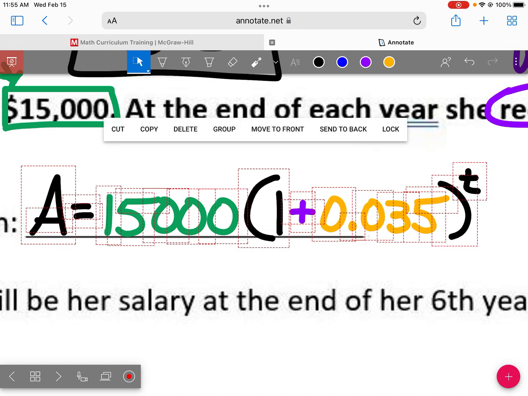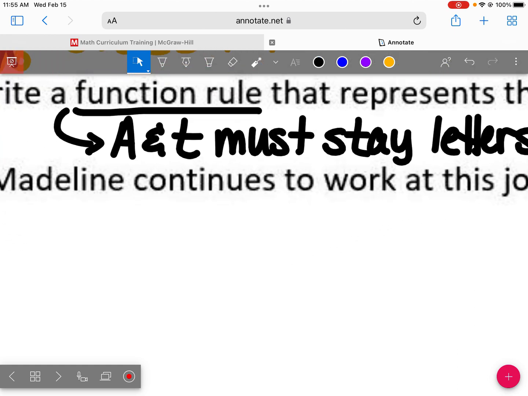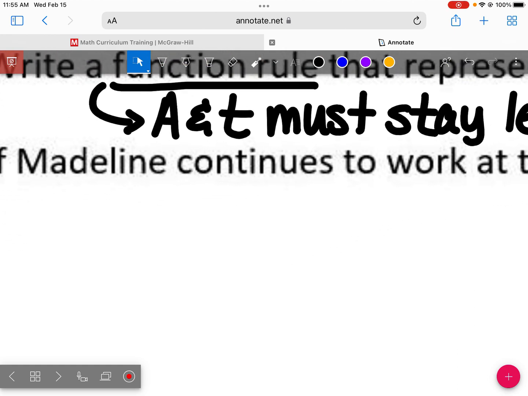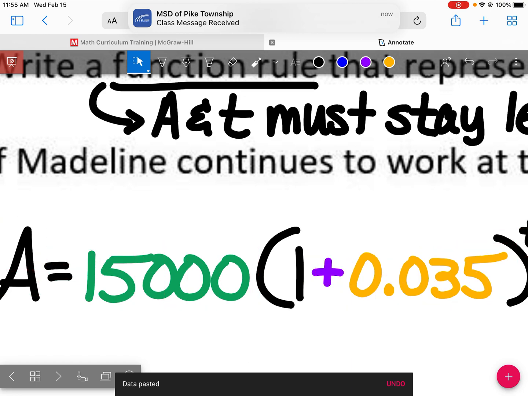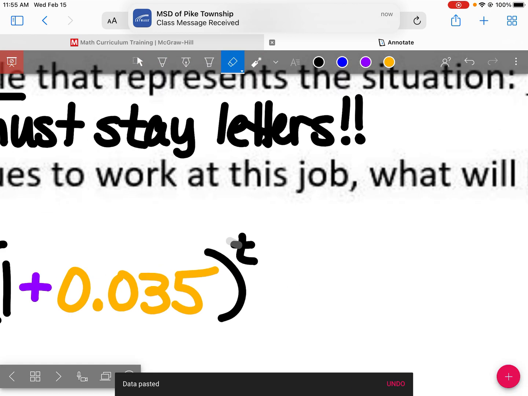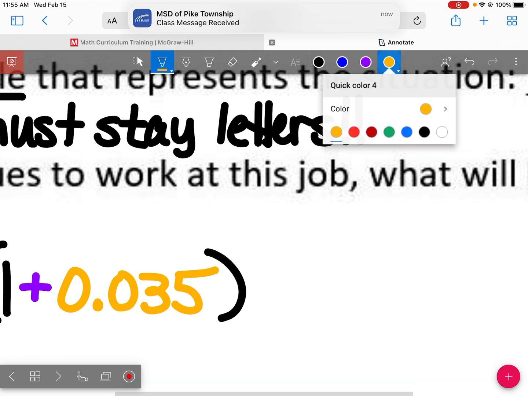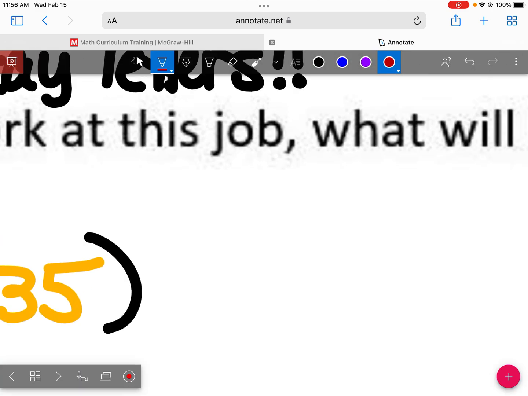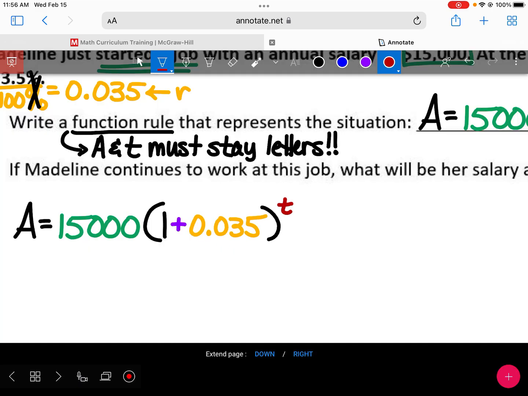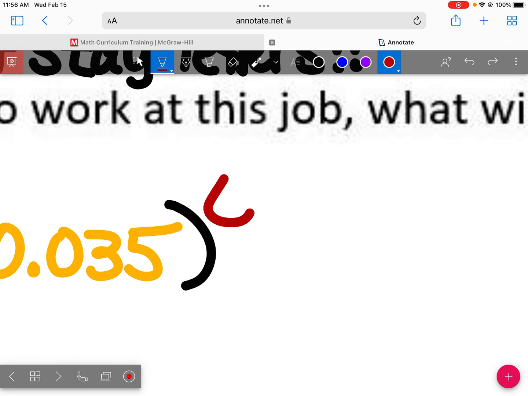So how do I do part B now? We're going to substitute in a value for t. What value am I substituting in the place of t? 6. She's in this job for 6 years. Oh, I wrote t again instead of 6. There we go.